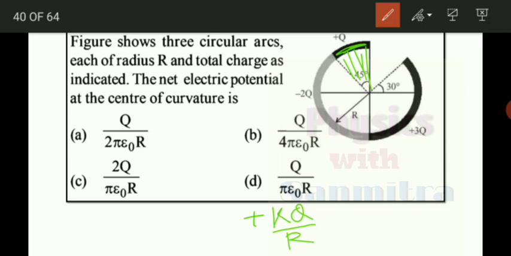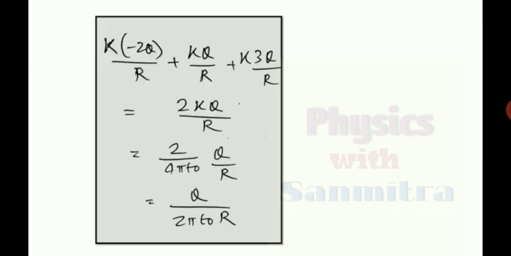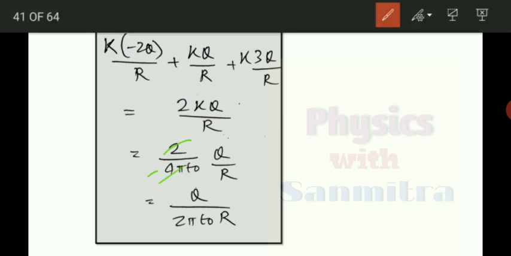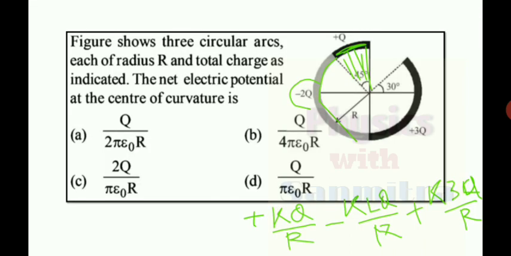This minus of 2q, this total is 2q, so I will write here minus of k into 2q by r, this r is same, plus k into 3q by r. So 3q minus 2q, that is q plus q, that is 2q. So 2kq by r, I have done it already. So this k I will replace by 4 pi epsilon naught, then 2 by 4, this will cancel out. So q by 2 epsilon naught, 2 pi epsilon naught r. So my option A is correct.